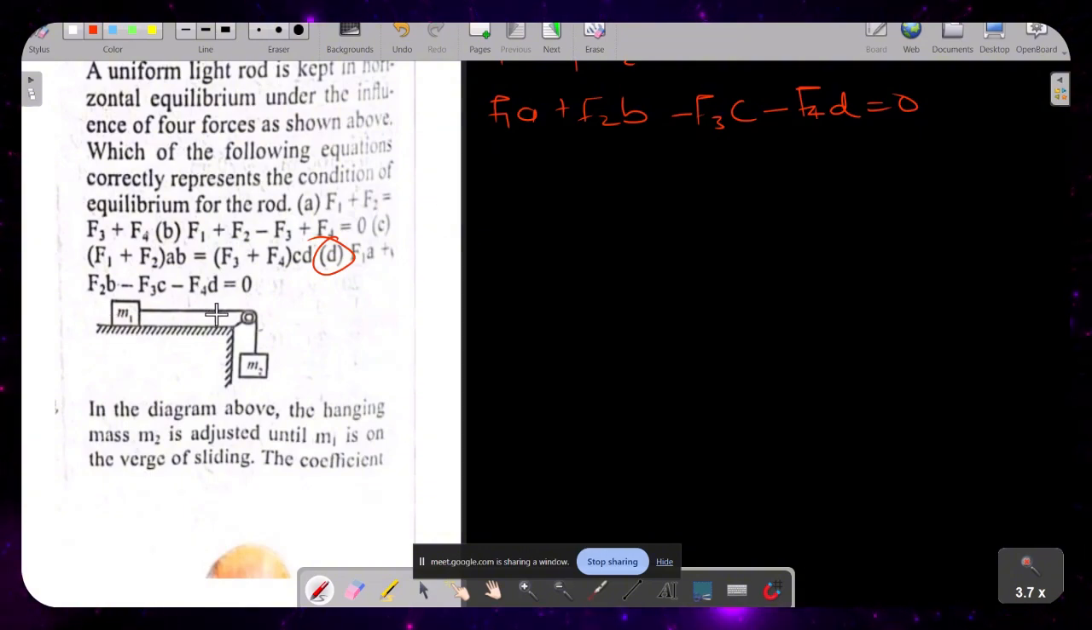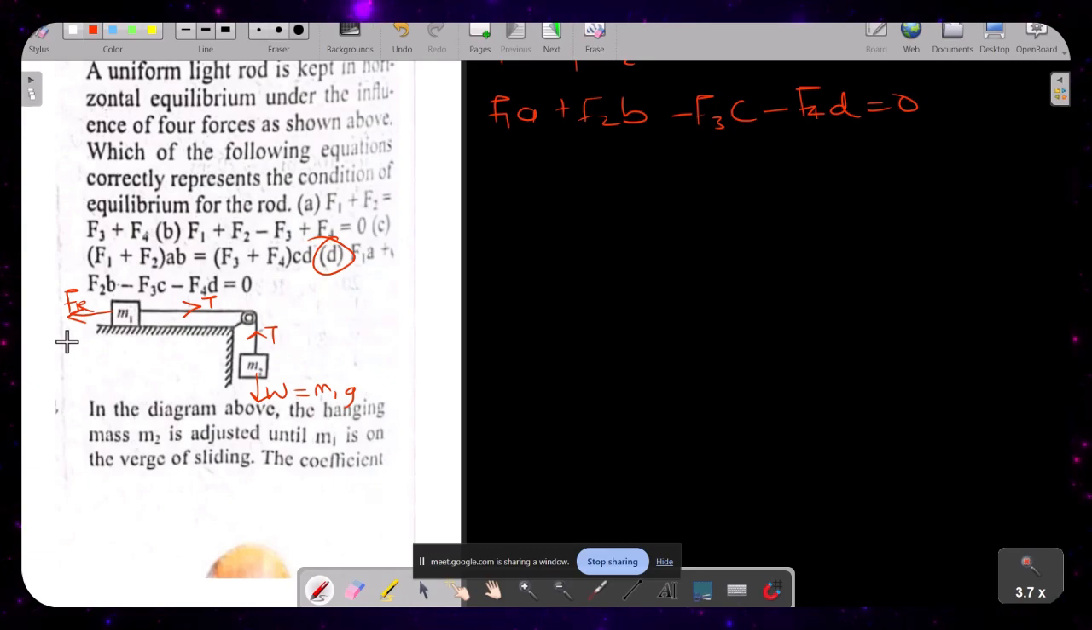First of all, they said the body is about to slide. So now look at this. We are going to have what we call tension here. We're also going to have tension that is pulling this body up. Then we also have your frictional force this way. Then we're also going to have your weight, which is M1G. Then this is your frictional force, which I'm going to have as this times M1G. That is what I'm going to have.